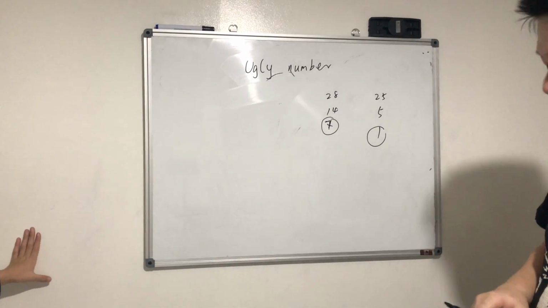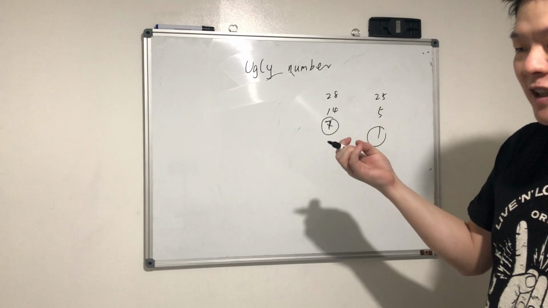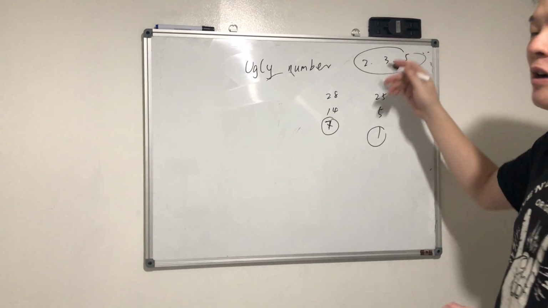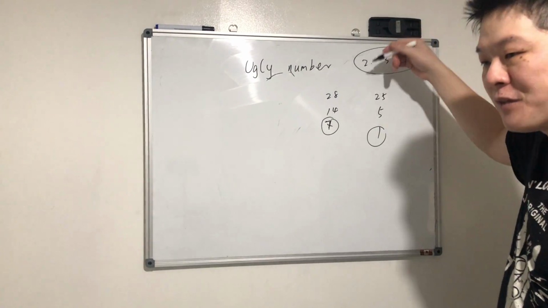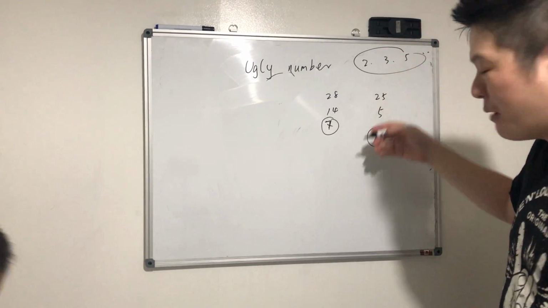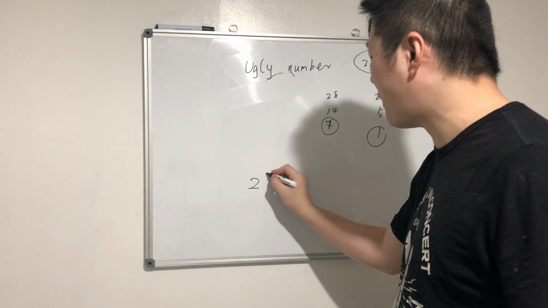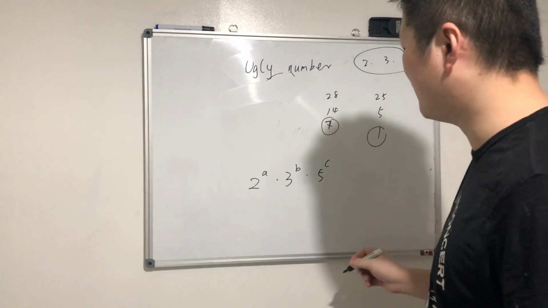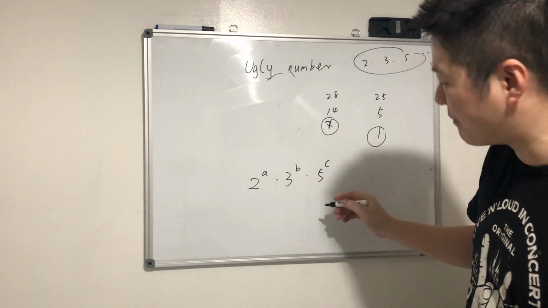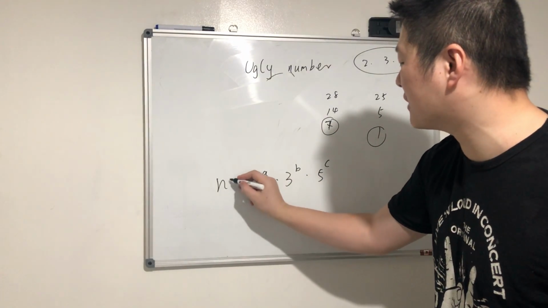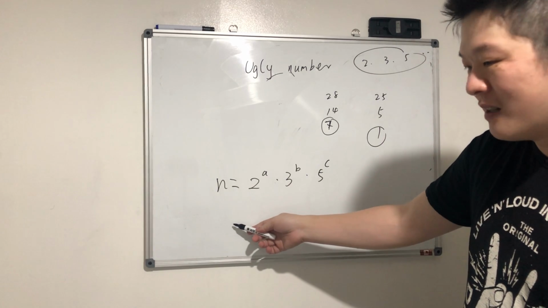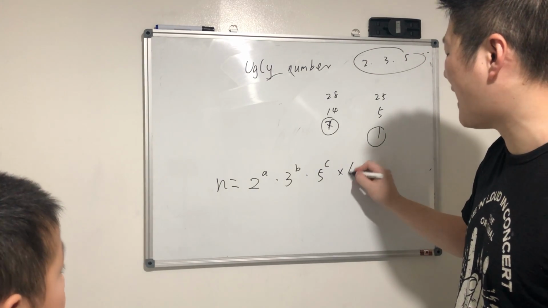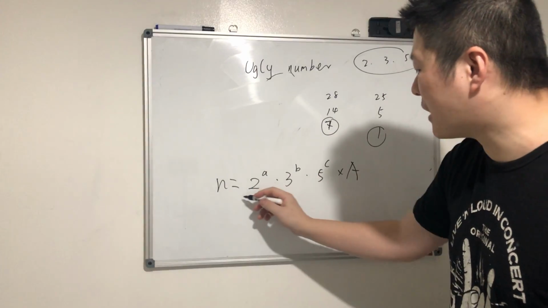Why is it 1? Because we are checking if the number has only these 3 prime factors, 2, 3, 5, so we can keep dividing it, right? Yes, because we are looking for 2 to the power of A times 3 to the power of B times 5 to the power of C. If it's an ugly number, n equals that, and we can times something else, something like A.